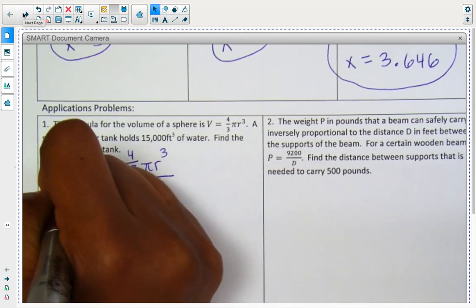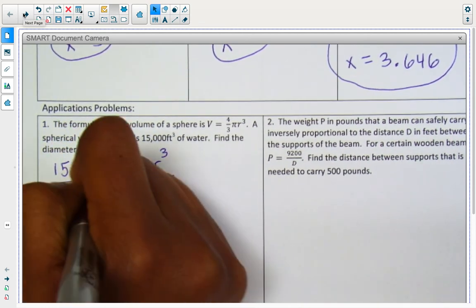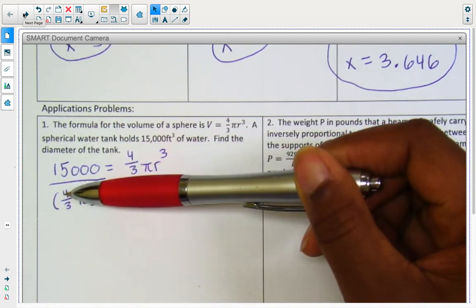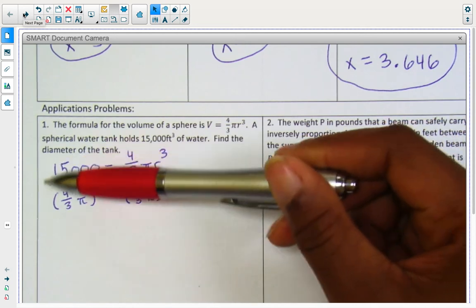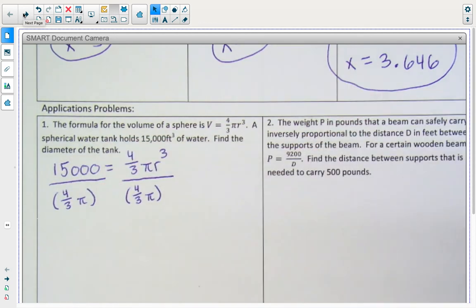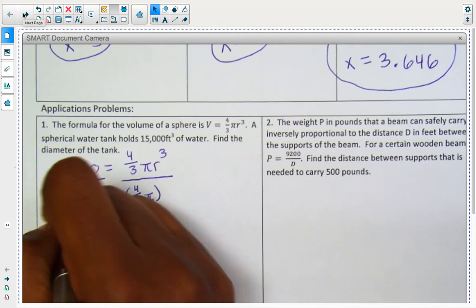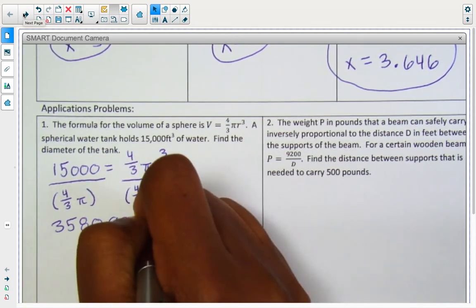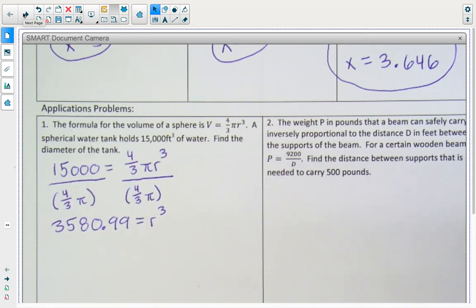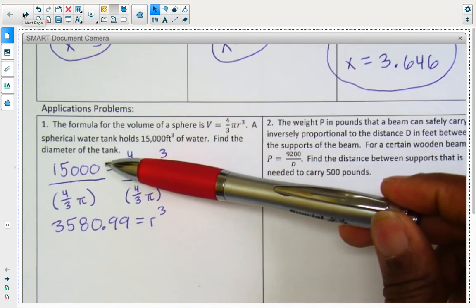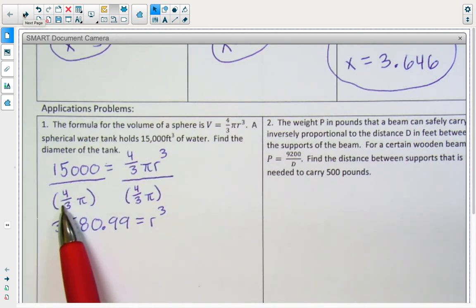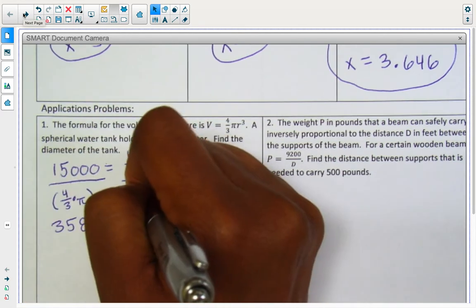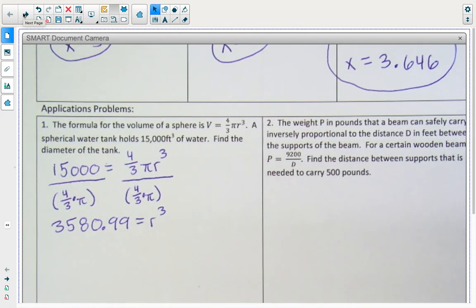And I can divide this side by 4/3 pi. So in Desmos, you would type in 15,000 divided by 4/3 pi. You can type that all in one fluid step, and it will give you this number here. So again, you can type that all in Desmos. Make sure 15,000 is all in your numerator. Make sure this is in fraction form and you're multiplying times pi. You can type that all in Desmos in one fluid step, and it'll give you this 3,000 number.